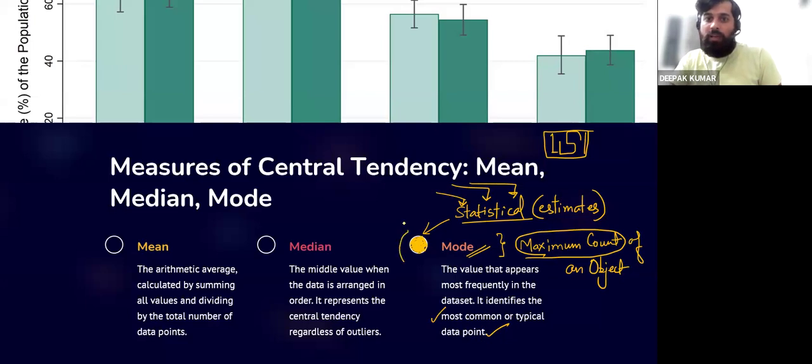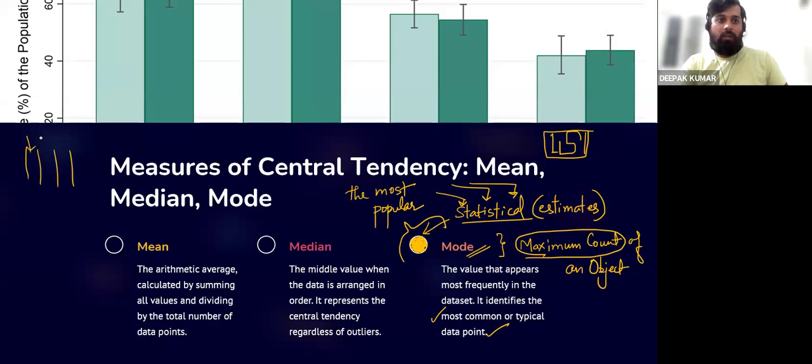If you want to calculate in your data, whatever type of data it is, the most popular, if you define these as features, column 1, column 2, column 3, they are the features. So for the most popular feature or the most popular variable in your data set, in that case you need the mode, my dear.